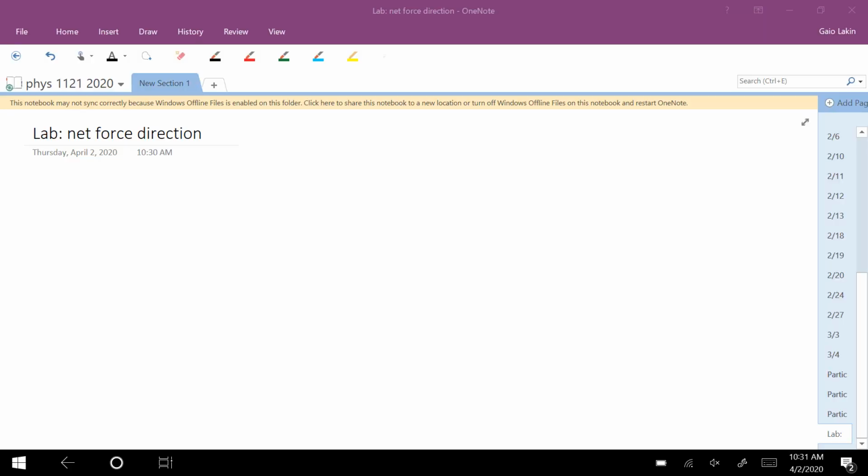Hi, this is a description of what you need to do in the lab for today. The lab is called Net Force Direction, and it's really just a tiny incremental step from the stuff we've been doing before.